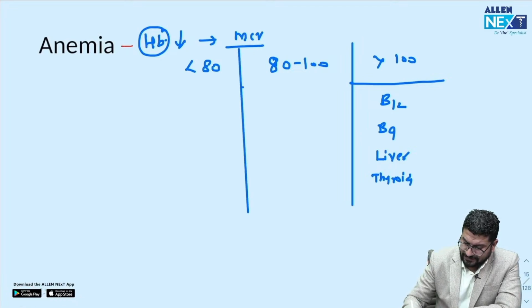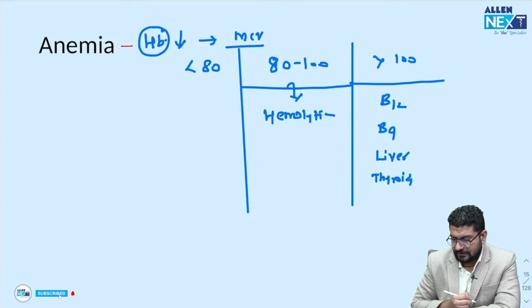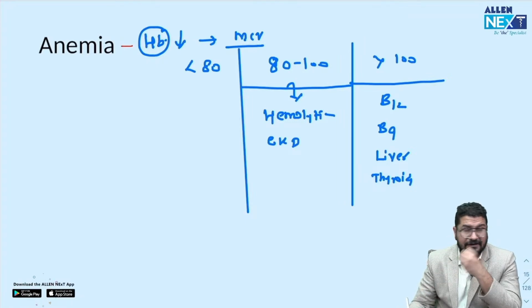80 to 100, we have hemolytic anemias. So that is normal MCV. You can see hemolytic anemia. Then we can have anemia due to CKD, like anemia due to decreased hematopoiesis, and we can have aplastic anemia.